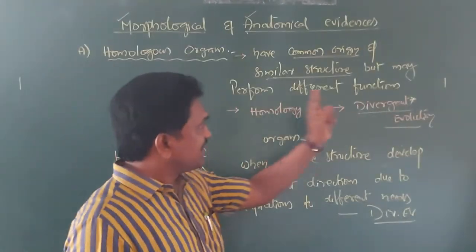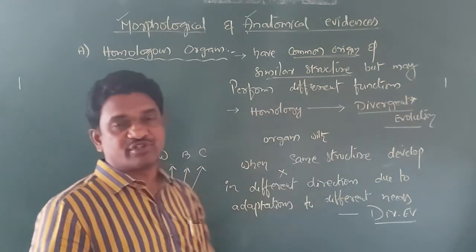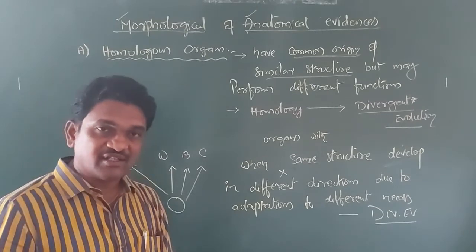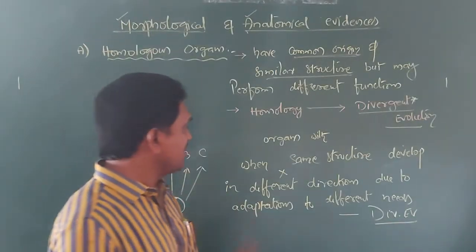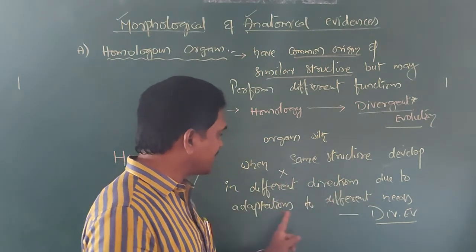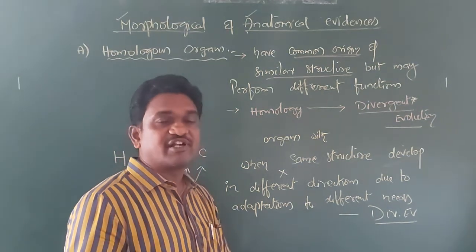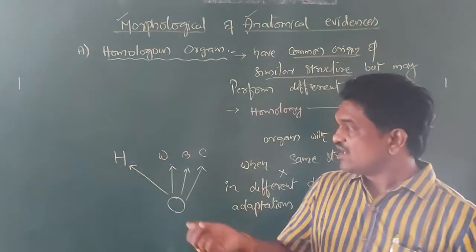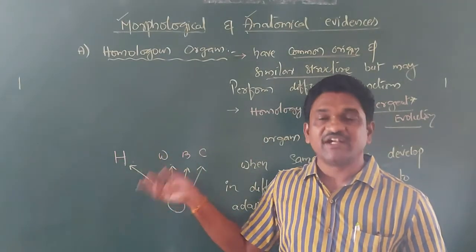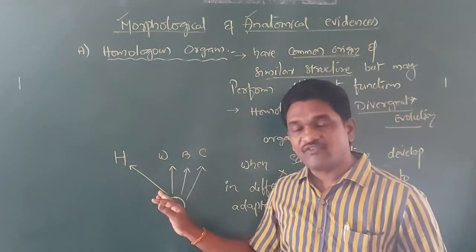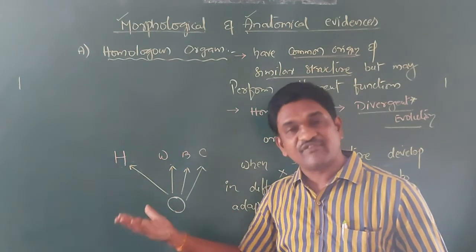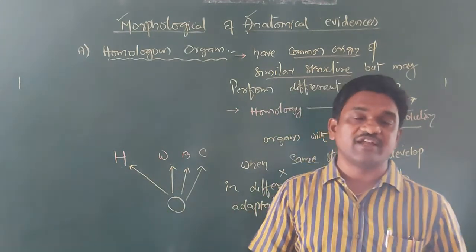So homology indicates divergent evolution. Homologous organs indicate divergent evolution. Once again, I repeat the definition for divergent evolution as per NCERT. When organs with the same structure develop in different directions due to adaptations to different needs, it is called divergent evolution. In a simple sense, it is the evolution of organs with different functions in the same group of organisms to suit different habitats.